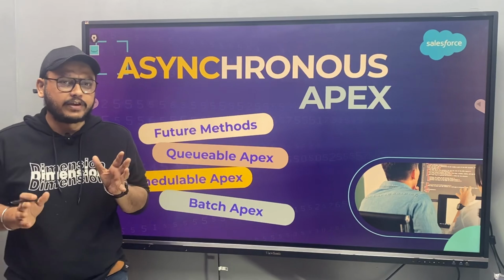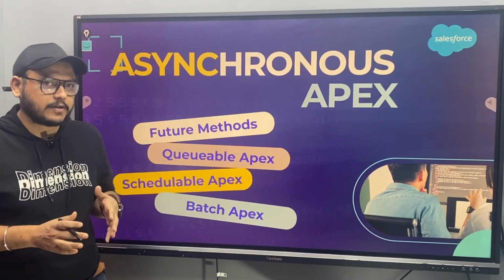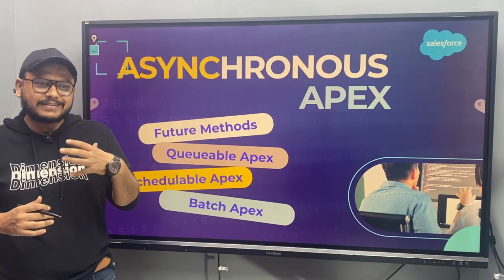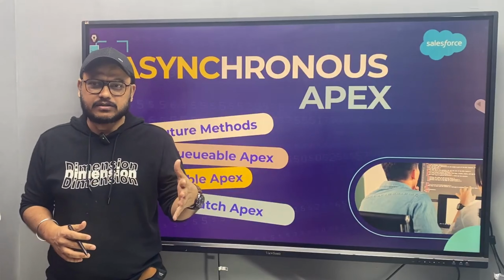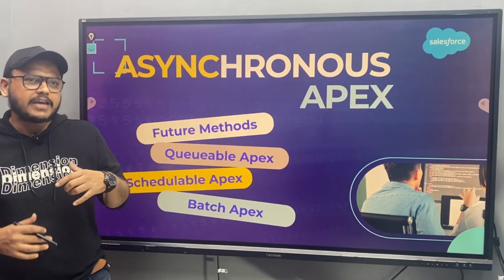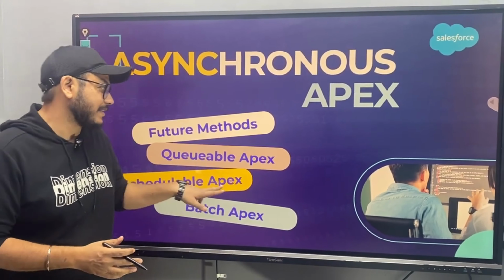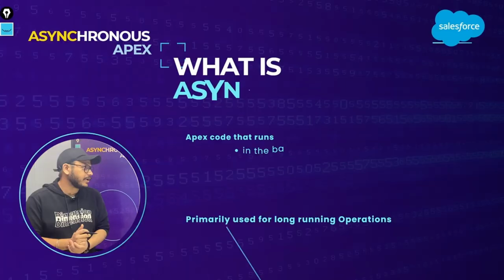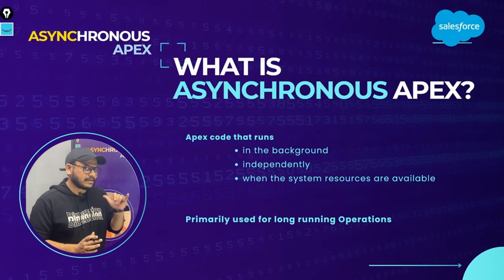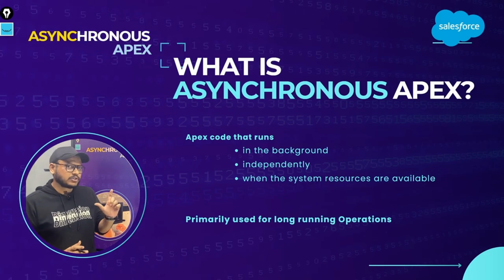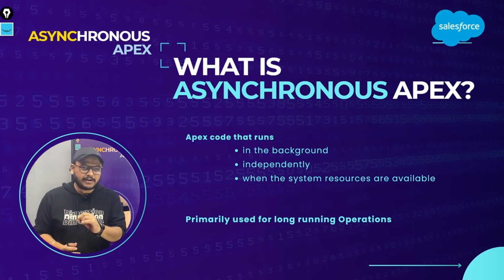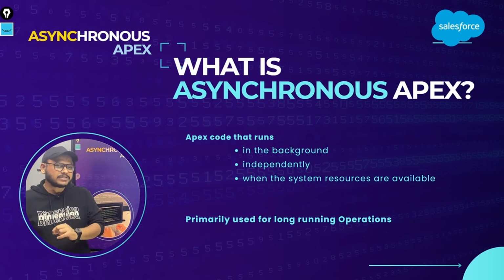So today we are going to talk about a very important topic in Apex, which is asynchronous Apex. Asynchronous Apex is basically about executing Apex code asynchronously, or I would say independently in the background. It's slightly different as compared to the other Apex code that we execute, right? So what is asynchronous Apex? As I said, this is Apex code, still a piece of Apex code, that runs in the background and runs independently. It does not immediately require a user to initiate the code.